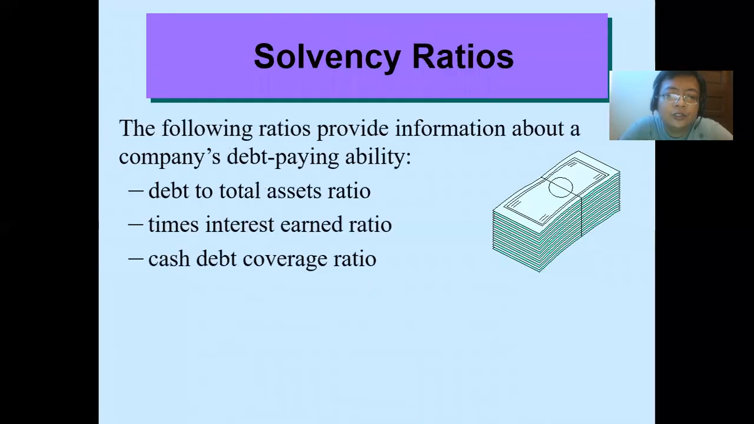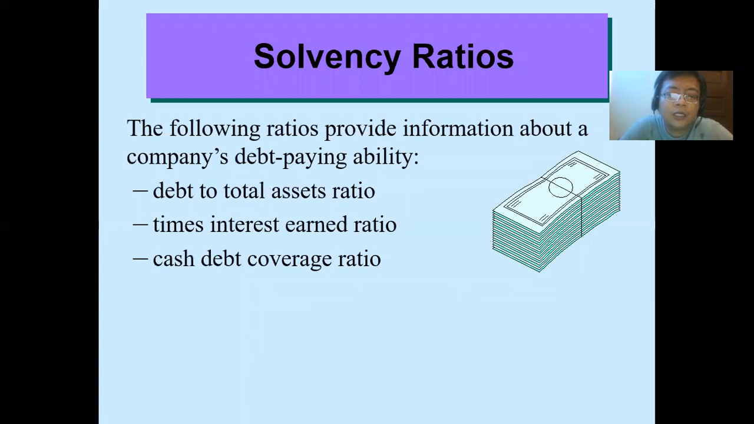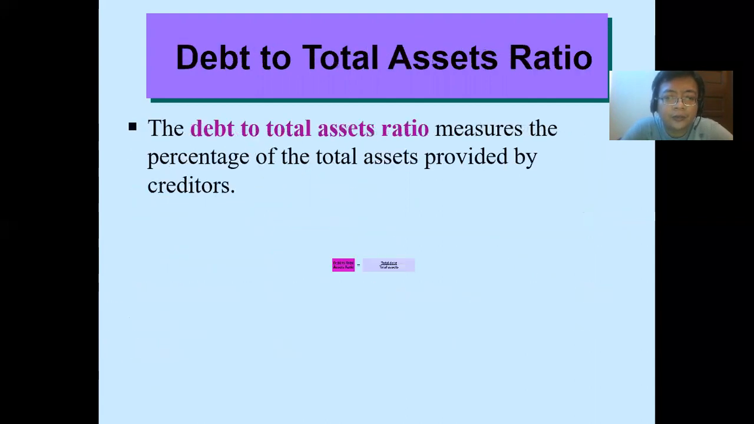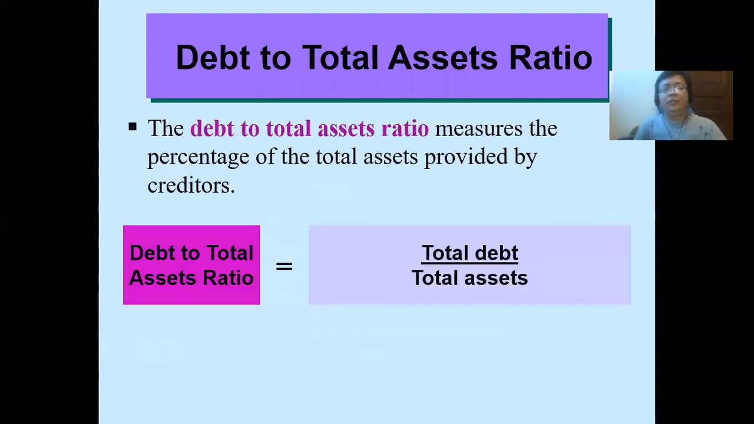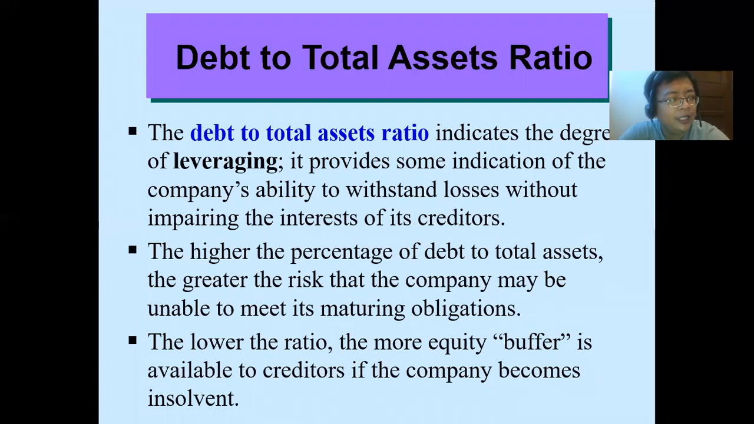So there are also ratios here. I will focus more on the two, debt to assets and times interest earned. No? Okay. What is the formula to debt to total asset ratio? Okay. So it measures the percentage of your assets provided by your creditors. So the formula here is total debts divided by your total assets. Okay. So meaning it is also known as leveraging.